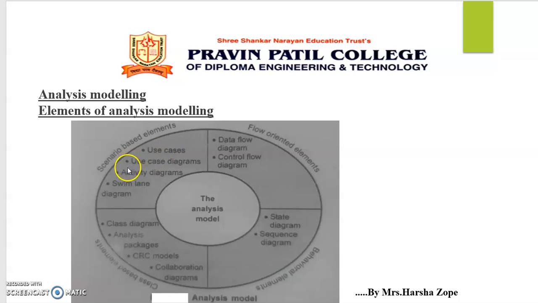Use cases, activity diagram, swim lane diagram. These are the scenario based elements. Flow oriented elements are the data flow diagram and control flow diagram. State diagram, sequence diagram, those are the behavioral elements of the analysis model. Then class-based elements are class diagram, analysis packages, CRC models, collaboration diagram. Those are the class-based elements.